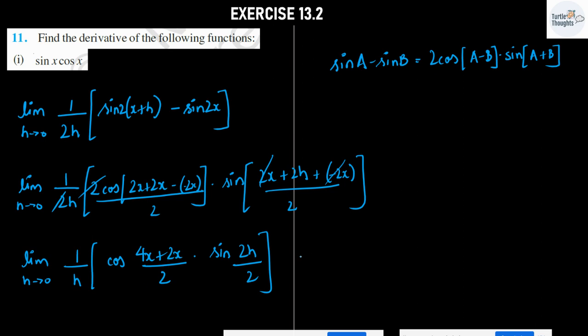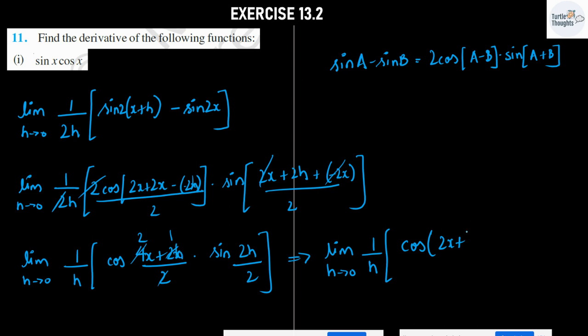Further simplifying, I will be getting limit of h tending to 0, 1 over h will be as it is. 2 can be cancelled over here. 4 divided by 2 is 2. 2 divided by 2 is 1. This can be written as cos of 2x plus, this is going to be 2x and this is going to be h, right?